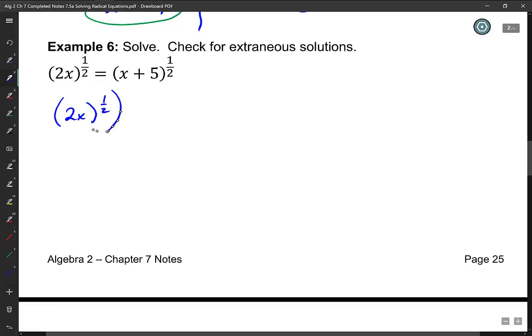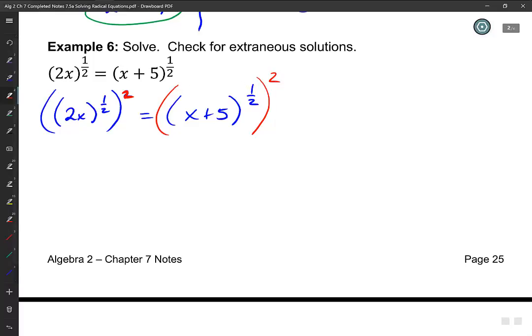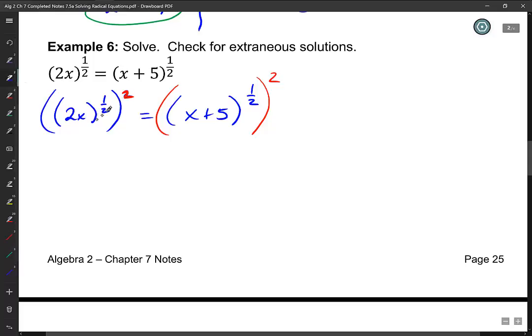Let me just show you what that's going to look like. Here's the first square on the left. Now we have to do that same square on the right. So we have x plus 5 raised to the 1/2, and then we're going to also square the right-hand side. So we squared both sides of the equation, and that's going to then drop those exponents out completely, leaving us 2x equals x plus 5.